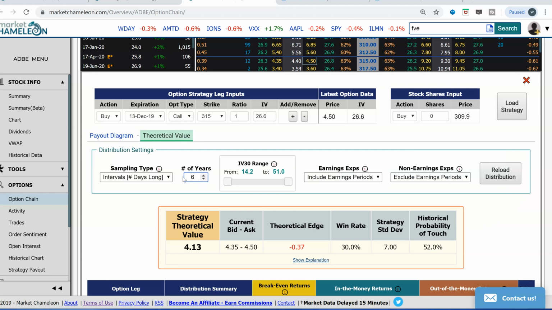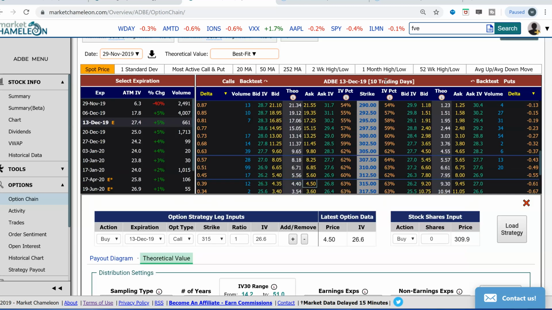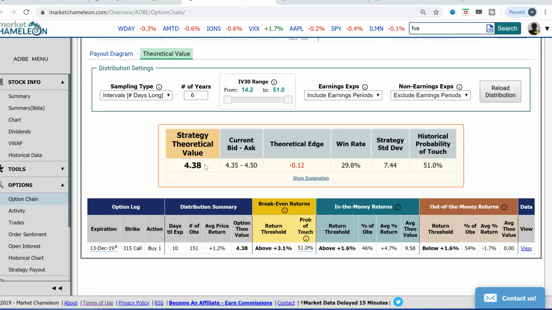I'm going to change it to 6 years of data. And if we did this strategy in the last 6 years, right? So if we held for 10 trading days with a strike this far away, the ending value on average was $4.38. So you could see here, that's pretty fair. It's like right in between. So buying it for 450, there's no obvious edge.